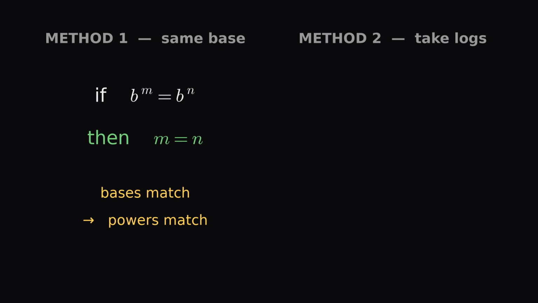So, method 1. Same base. If b to the m equals b to the n, then m equals n. If the bases match, the powers must match. That's the whole step. Method 2. Take logs of both sides. And the power rule from last video drops the x down to the front. x times log b equals log a. Then divide. x equals log a over log b.